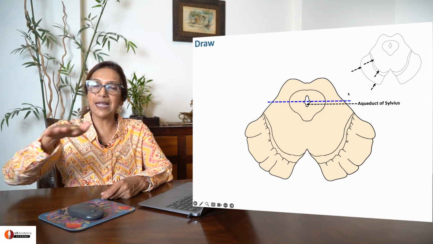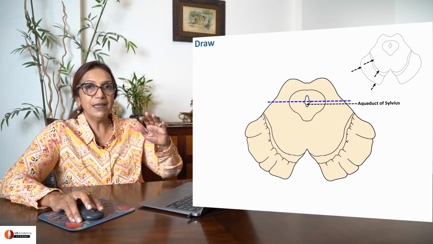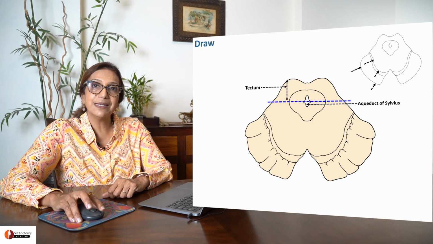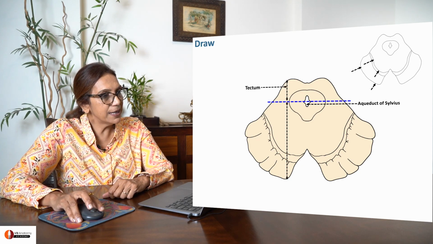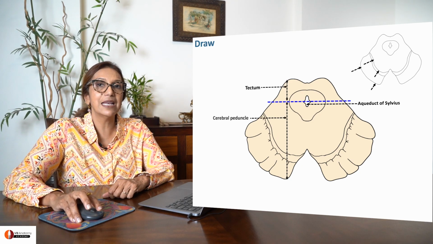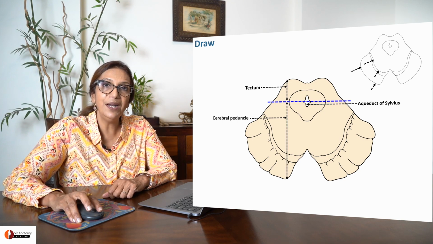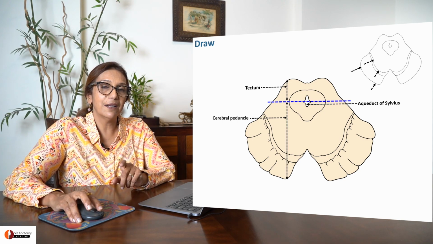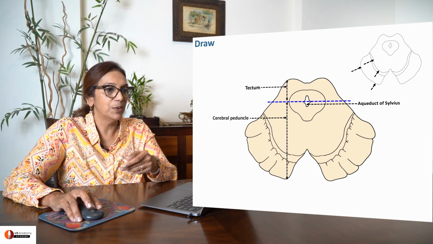Let's draw a line through it. Okay? Everything posterior to it is called as tectum. Everything anterior to it is called as the cerebral peduncle. What is it called? Cerebral peduncle. Posteriorly, tectum. Okay.